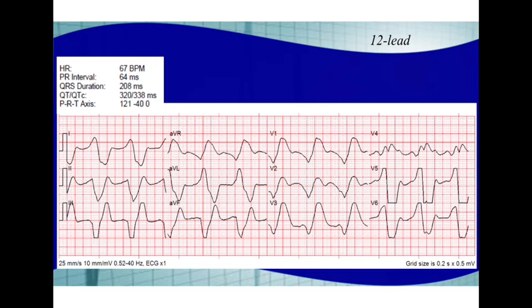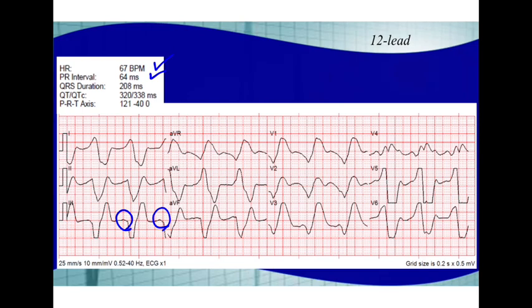So let's start to take a look at this 12-lead EKG. I included the measurements off to the left here. You've got a heart rate of 67 beats per minute. Let's assume that's accurate. A PR interval of 64 milliseconds. And what I believe the monitor is calling P waves are right about there. They are very low voltage, but for the sake of argument, let's just say those are P waves for this EKG. QRS duration, it's saying, is 208 milliseconds.